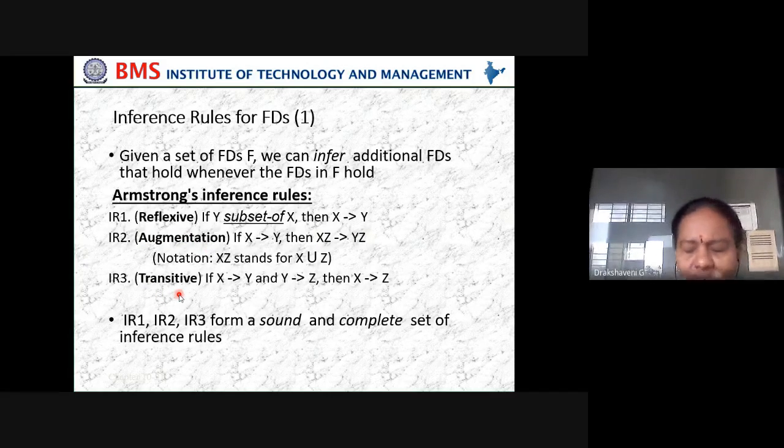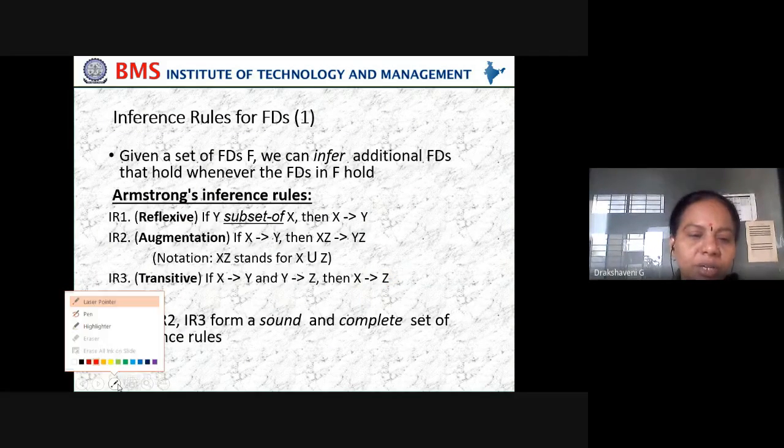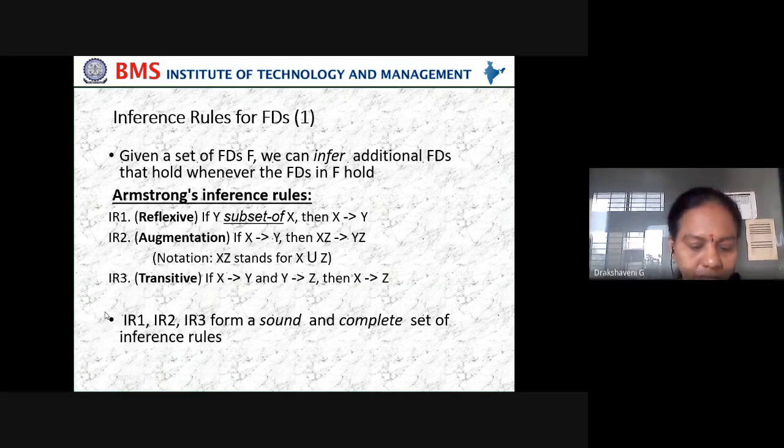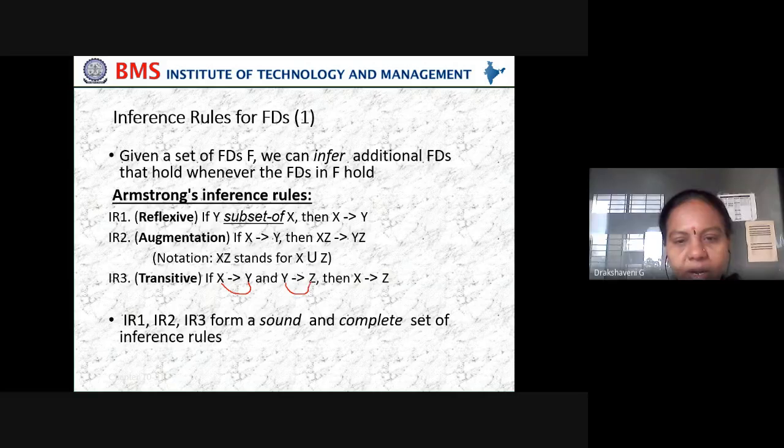Next one, transitivity. You would have seen it in your mathematics. What do we mean by the transitivity property? If X is functionally dependent on Y and Y is functionally dependent on Z, then I can say X is functionally dependent on Z. That is what you would have studied in your mathematics subject. I can directly say X is functionally dependent on Z.